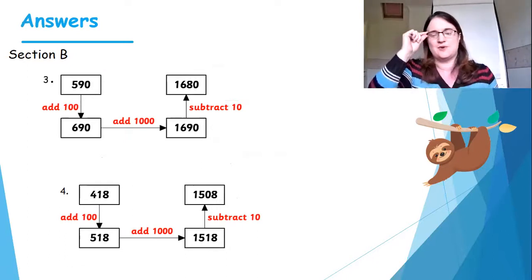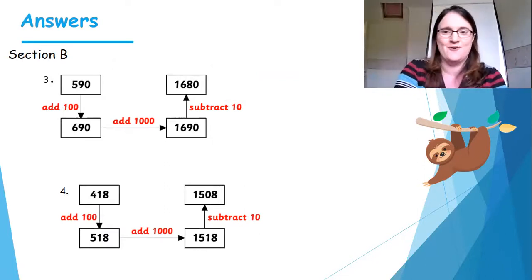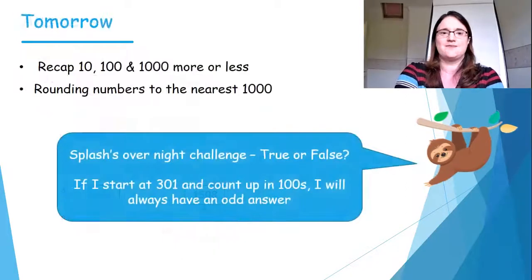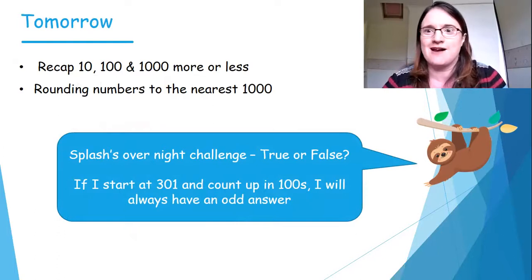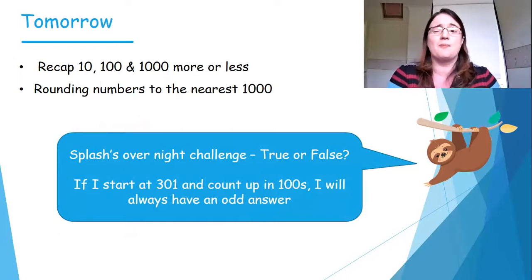Hopefully those eagle eyes were working when you spotted the mistakes that I made when I was talking to you about it, and you didn't fall into the same trap as I did. Well done. Lots of thinking today, lots of up and down with those numbers, adding and subtracting, more and less. Tomorrow, we're going to do a quick recap of that, and we're going to go back to rounding numbers, this time to the nearest 1,000. You are brilliant at rounding, so I know you'll be able to do this by now.